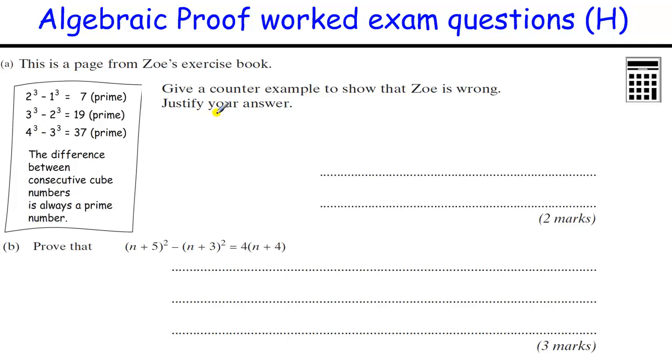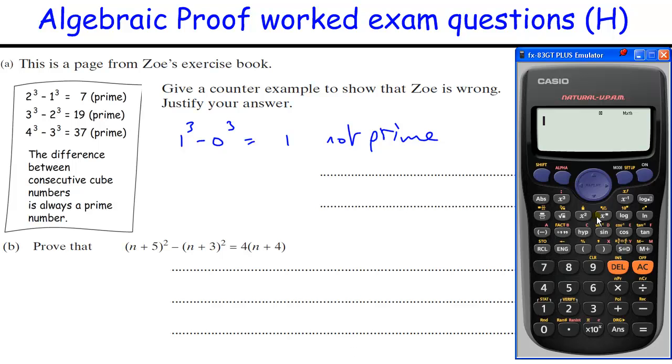To give a counter example of this, this is a calculator question. I mean, again, I would just jump back to 1 cubed minus 0 cubed, which is 1, and 1 is not prime. The first prime number is 2. But you could go up through the numbers.